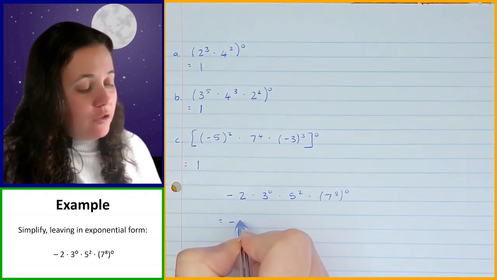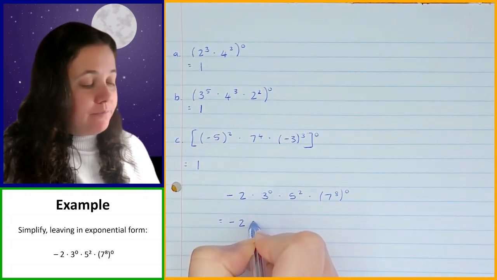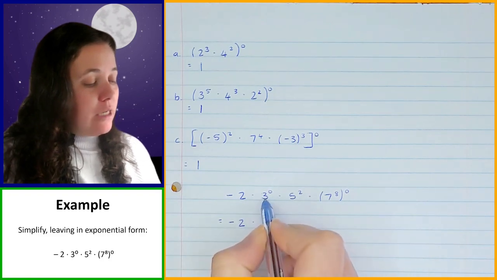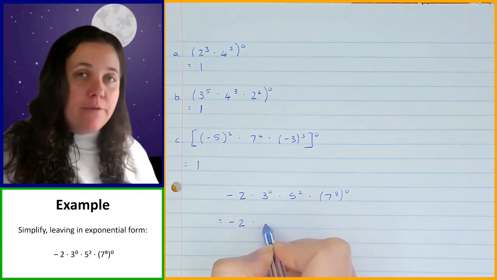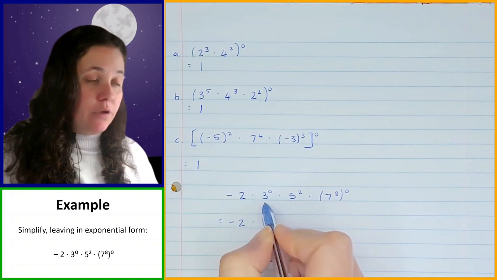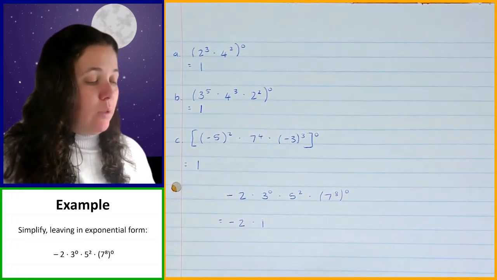So I've got over here negative 2, I can't do anything with that. Over here I've got 3 to the power of 0. Anything to the power of 0 that doesn't have a base of 0 is going to be 1, so that's times 1.